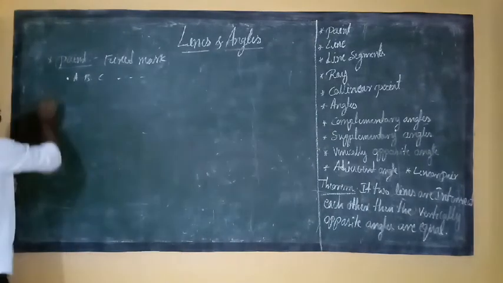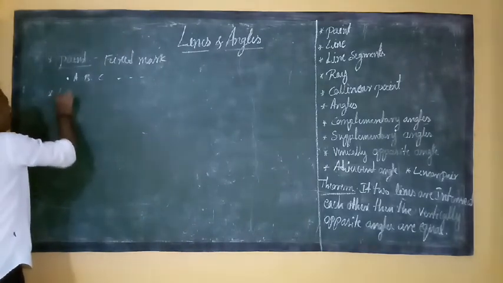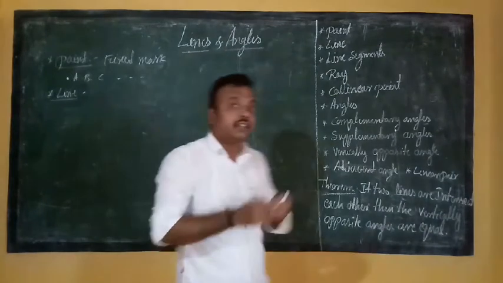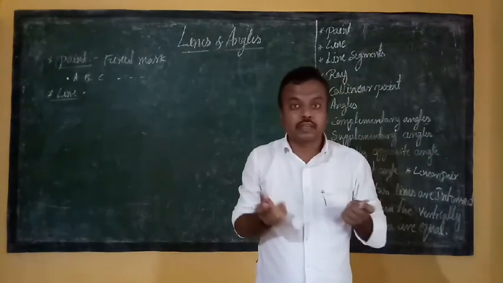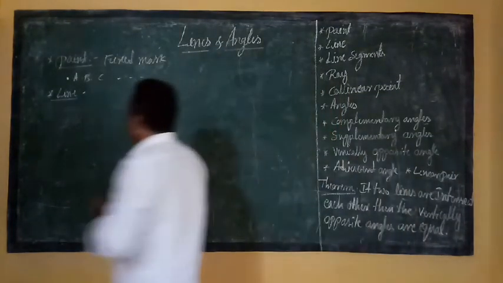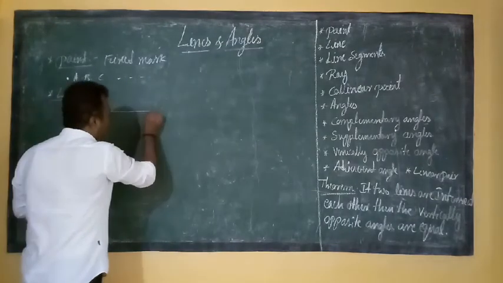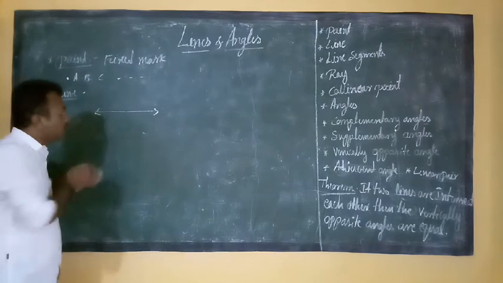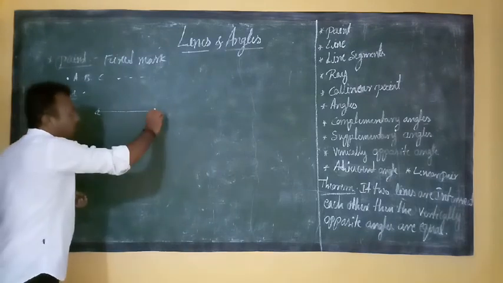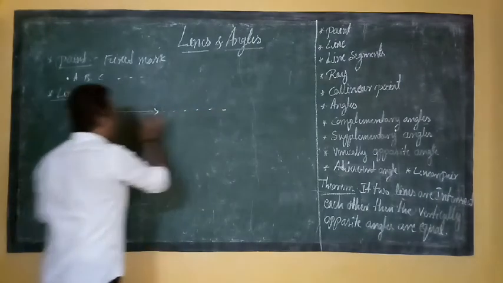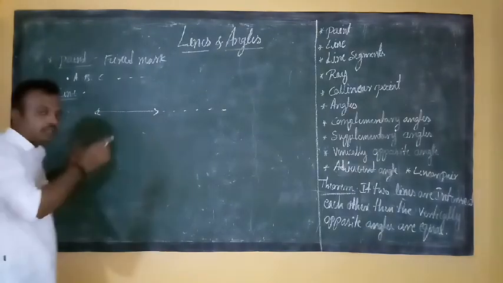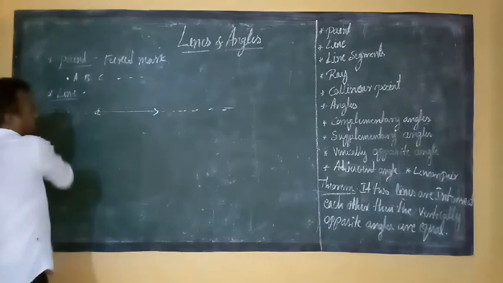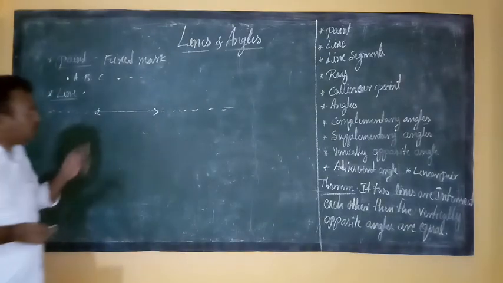Next point, line. Line means there is no any end points on both sides. Here I will write one of the examples. See there. So it is one of the line. There is no any end points. Here also no end point. This is also no end points. It is extended infinitely on both sides. So that is called as line.